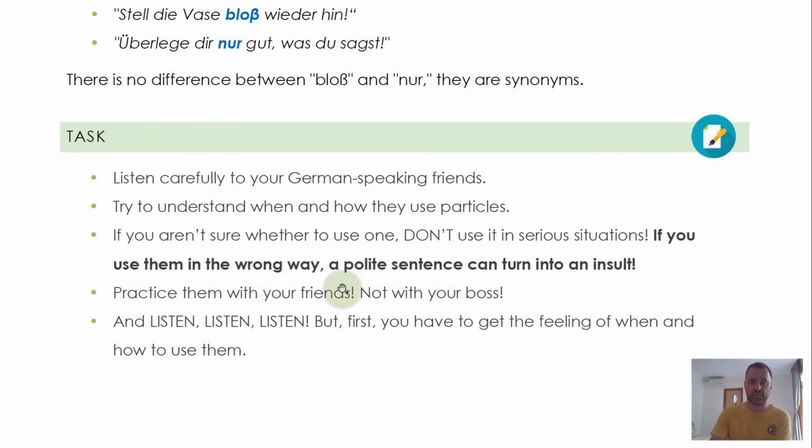Always practice with your friends who will probably just laugh if you say something wrong, or will ask you, do you really mean that? So always practice with your friends and not at work. And most important, listen, and listen. And only use them when you got the feeling when and how to use them.